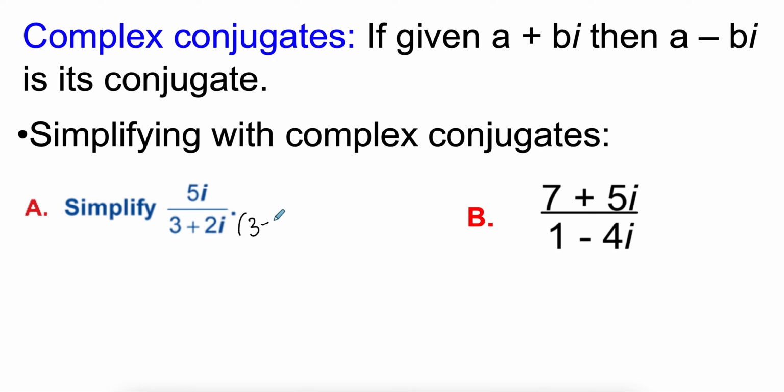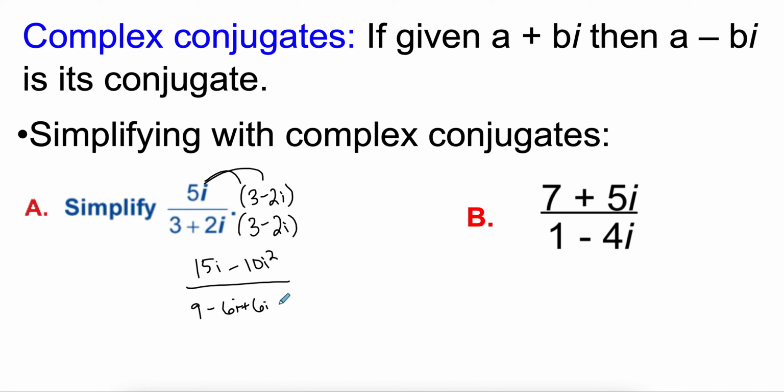So when we use that, it'd be 3 minus 2I in the top and bottom that we have to multiply by. Okay, so we'll have to FOIL on the bottom, distribute on the top, and then simplify from there. So take that through, 15i minus 10i squared. And then the denominator, FOIL this out. So 3 times 3 is 9, minus 6i plus 6i minus 4i squared.